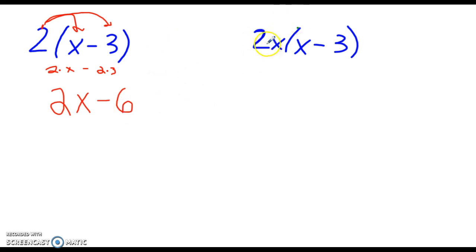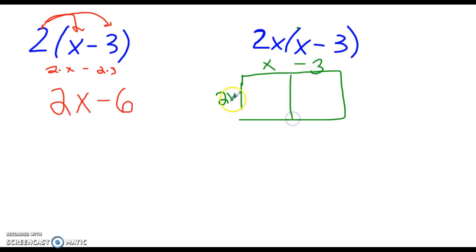You can also do the rectangle. It's up to you which one you prefer. So 2x is a width, and x and negative 3 are parts and components of the length. We're going to split that up. 2 times 1 is 2, and x times x is x squared. Don't forget that. 2x times a negative 3 is negative 6x. So the answer altogether is 2x squared minus 6x.